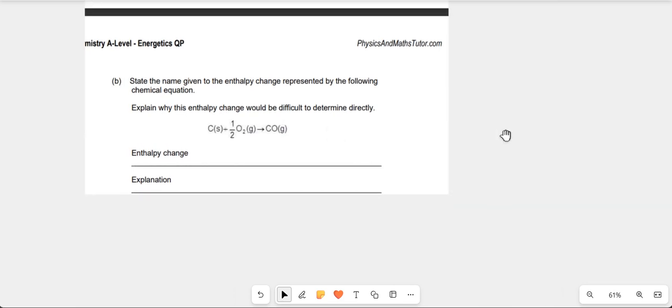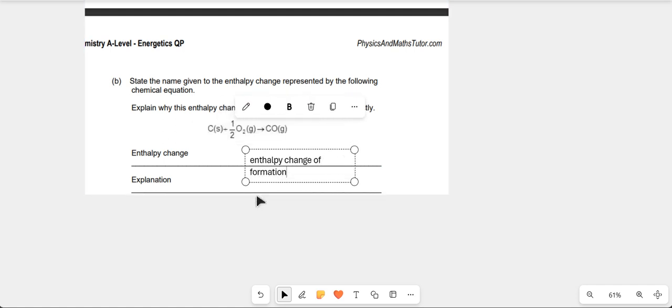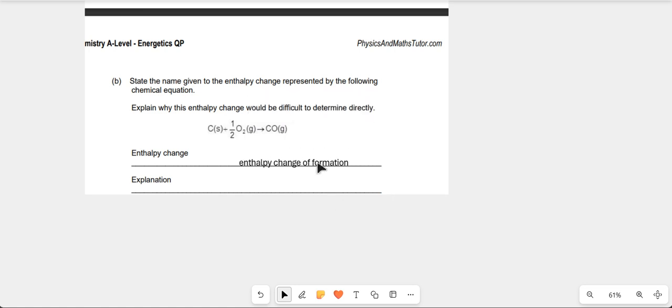Next one, state the name given to the enthalpy change. So this is basically enthalpy of formation. Easy. So we've got standard states here and we're just producing something. Explanation.